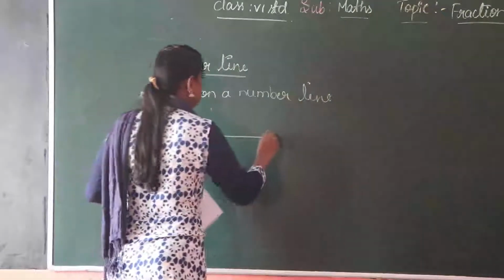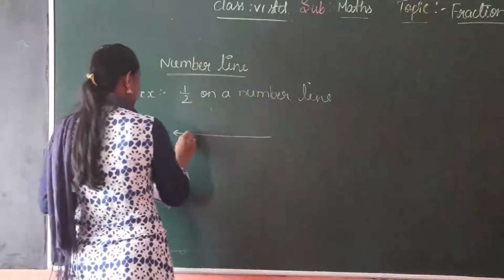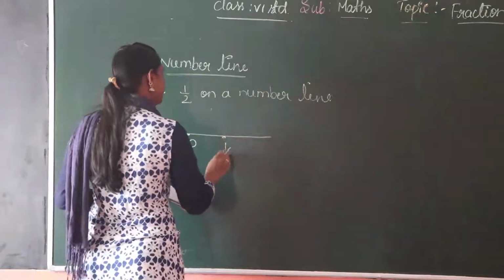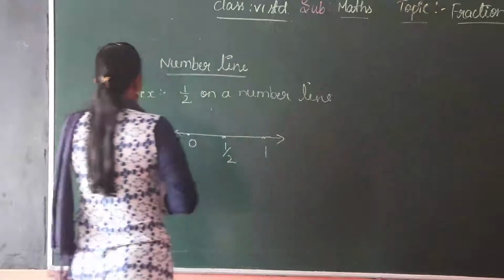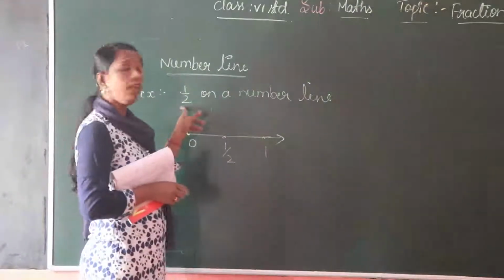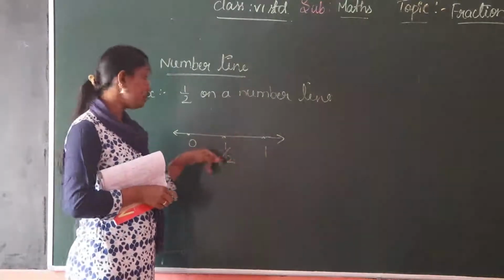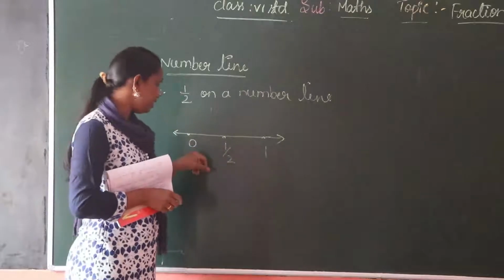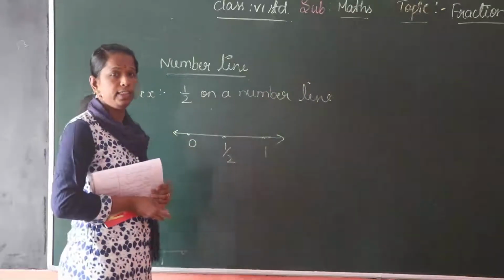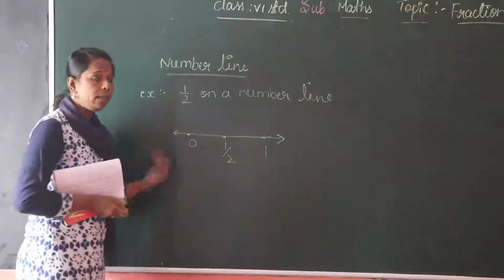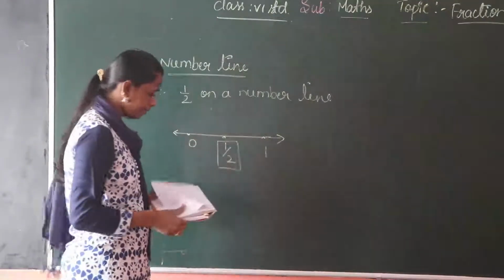First we write down. In your classwork you have to leave 2 centimeters for 1 unit. So 0, and the middle part between 0 and 1 is half. Half comes at the center between 0 and 1. Okay, 0, half, 1, 1 and half, 2, 2 and half, 3, 3 and half. Like that we can write the number line. Here we represent this half on a number line.